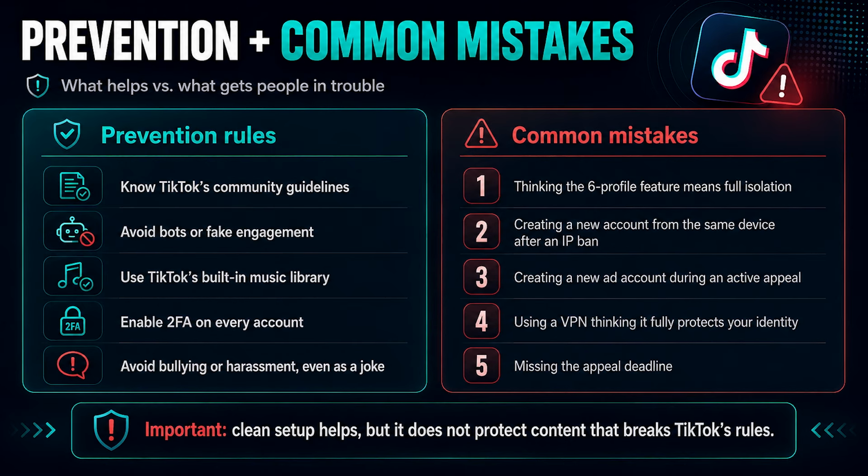To avoid bans in the first place, always follow the guidelines, don't use bots, use only licensed music, and enable two-factor authentication. Common mistakes are using TikTok's built-in multi-account feature, creating new accounts after a ban, opening a new ads account during an appeal, relying only on one backup, or missing your appeal deadline. And one honest thing, tools like this isolate your identity, but they don't protect bad content. If you break the rules, you can still get banned regardless of how clean your setup is.